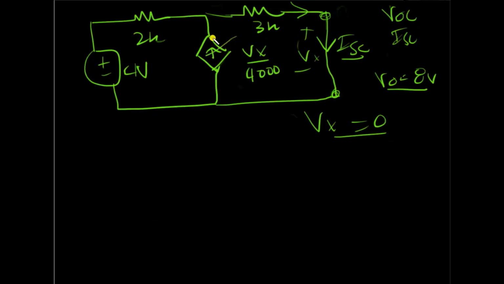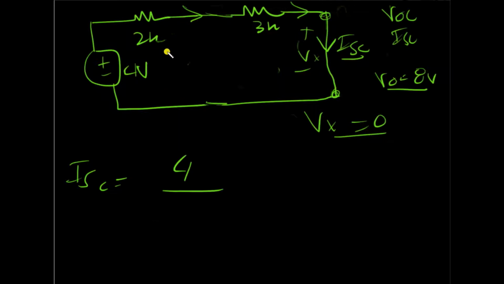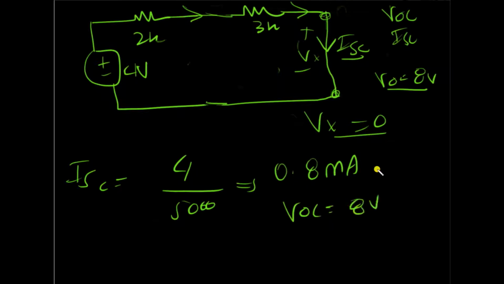So you can just remove this current source because there's no value of it. If you remove a current source, it becomes an open circuit. So the circuit you would get is this. After removing the current source, you will just get a simpler circuit. So now let's apply a KVL or whatever to find the current flowing here, which is ISC. So ISC would be 4 divided by the total resistance, which is 5000 ohms, and that would be 0.8 milliamps.